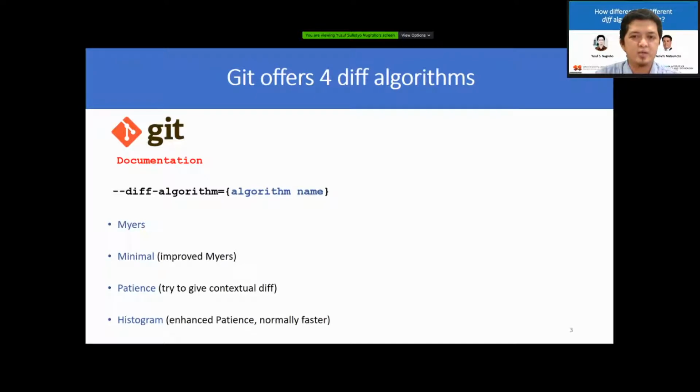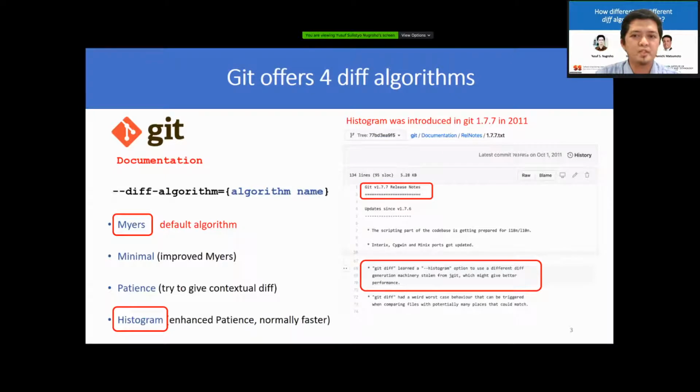Without specifying the algorithm in the git diff command, Myers is used as the default diff algorithm. Although histogram, which was introduced in Git 1.7.7 in 2011, might give better performance to Git diff, it is not popular among software engineering communities. The results of previous studies might be different if they considered histogram in the Git diff command. Thus, in this study, I only focus on comparing the differences between Myers and histogram.